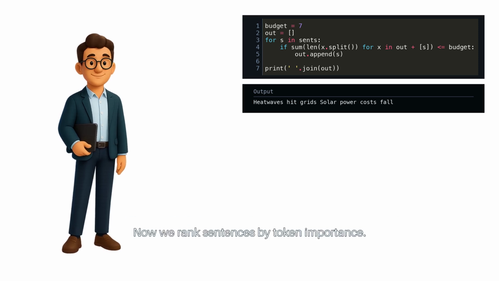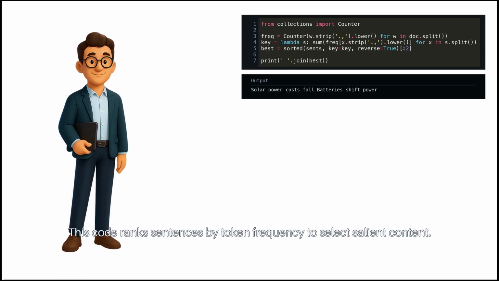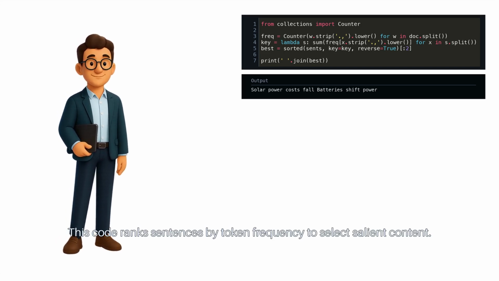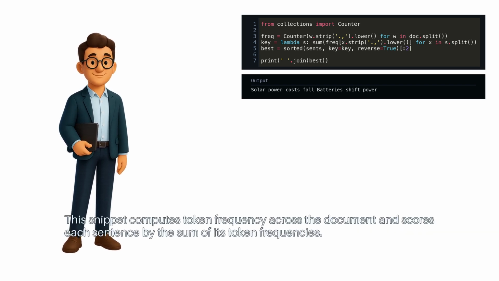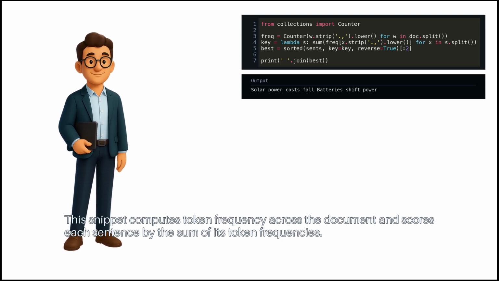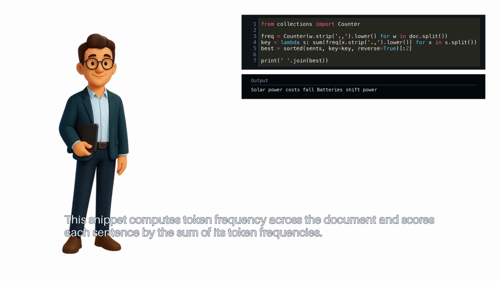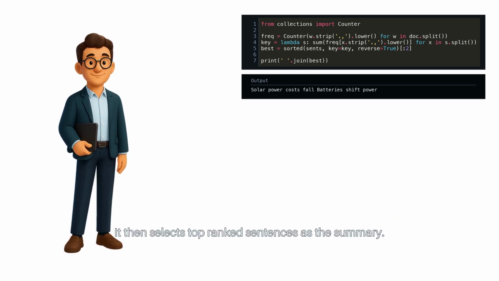Now we rank sentences by token importance. This code ranks sentences by token frequency to select salient content. This snippet computes token frequency across the document and scores each sentence by the sum of its token frequencies. It then selects top-ranked sentences as the summary.